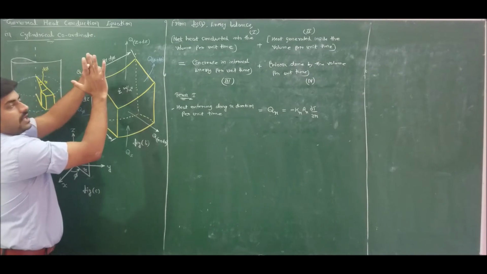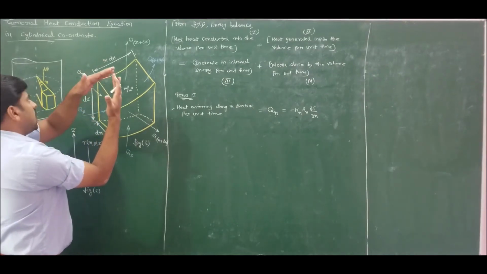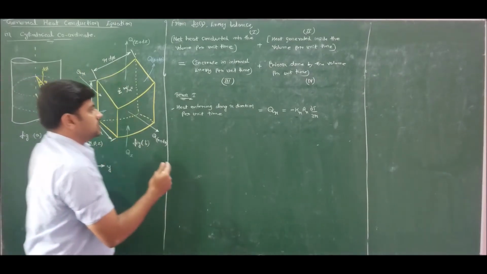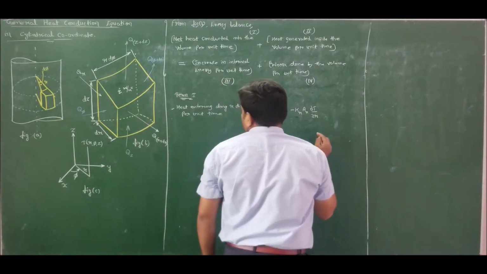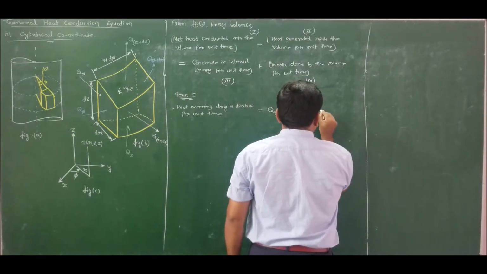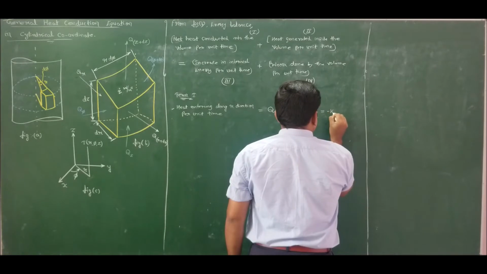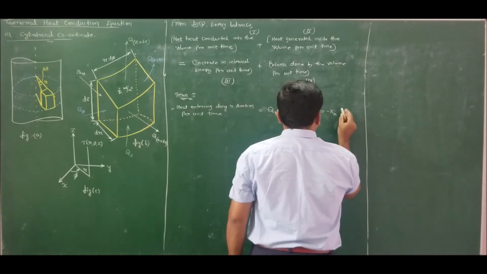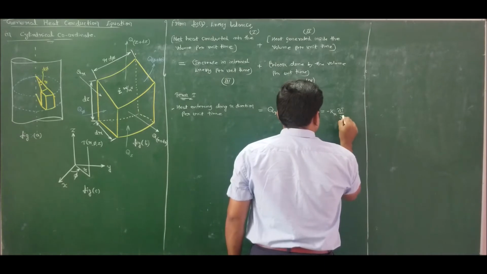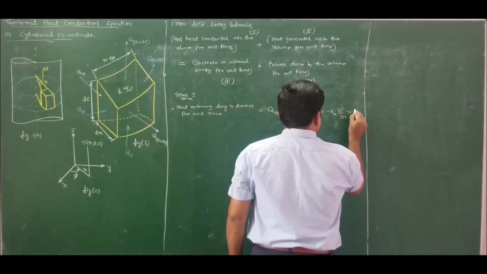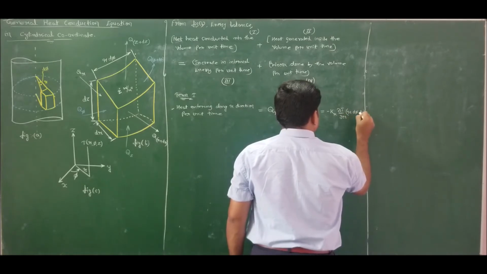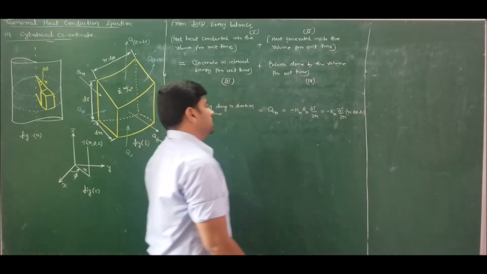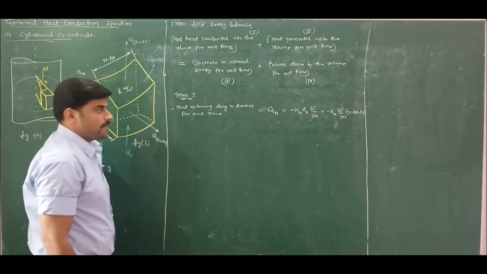So this is the area perpendicular to the direction of heat flow. This is R d phi and this is dz. So area will be R d phi dz. So this can be written as minus K R d phi dz dou T by dou R, where R d phi dz is the area along R direction perpendicular to the direction of heat flow.